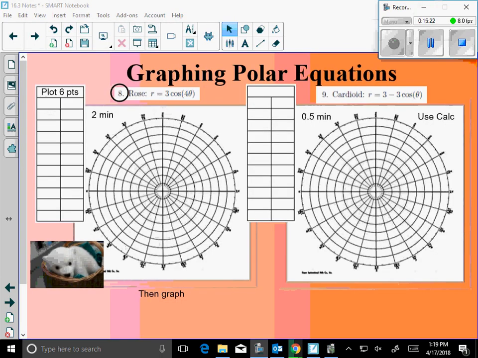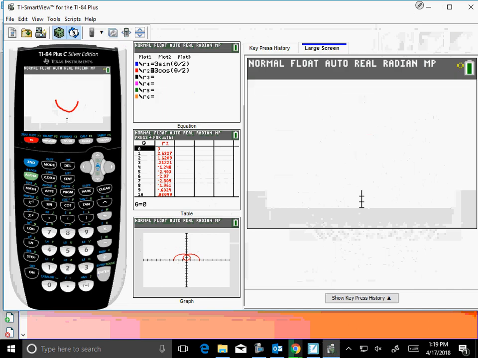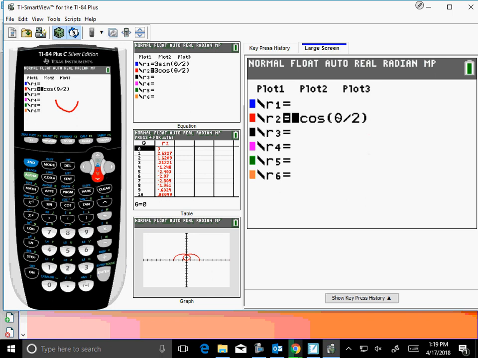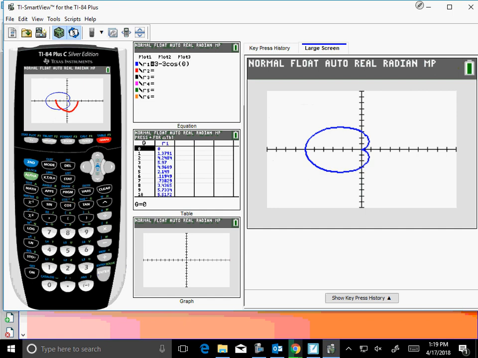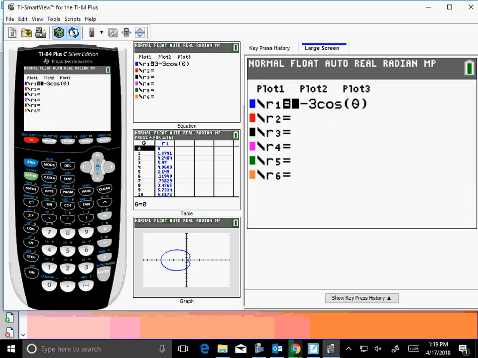Let's go ahead and do this cardioid. 3 minus 3 cosine theta. Type it in. Three minus 3 cosine theta. Hey, there's a cardioid, right? What would happen, do you think, if I did... Ooh, let me get rid of this sketch here. What if I did 3 minus 3 sine theta? What do you think would happen? Leprechaun? You think it'd be a leprechaun? Let's see. So let's go 3 minus 3 sine theta.